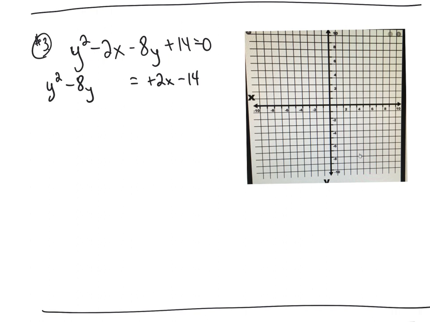Now we're going to want to complete the square for the y's, so that forces us to add a blank on both sides. And remember, as long as we add the same number on both sides, it's legal.